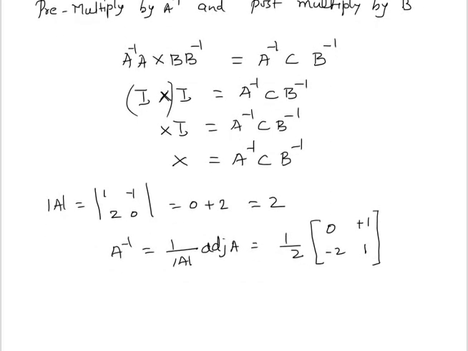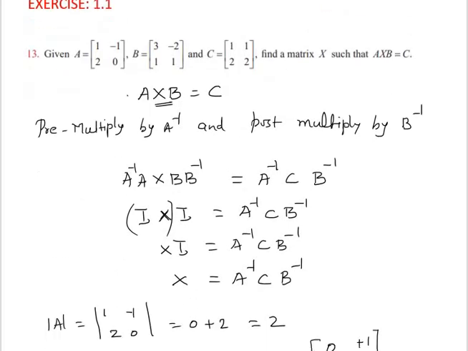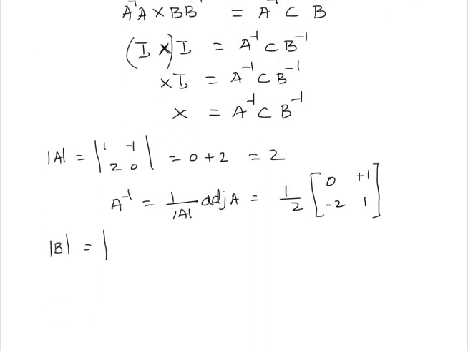இப்போ A inverse முடிஞ்சாச்சு. அதே மாதிரி next what I have to find? B inverse கண்டுபிடிக்கணும். First B கண்டுபிடிங்க. What is determinant of B? Determinant of B is equal to, see the question, B is what? 3 minus 2 1 1. Therefore 3 minus 2 1 1. That is equal to 3 minus of minus 2, that becomes what? Plus 2, that is 5. Therefore B inverse equal to 1 by determinant of B into adjoint of B.